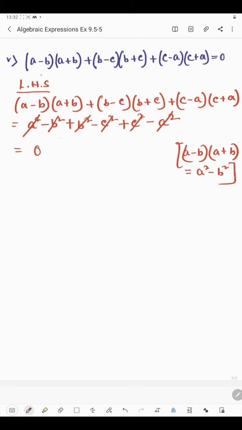So what we have got? 0, and which is there on the right hand side. So what we have got? Left hand side is equals to right hand side.